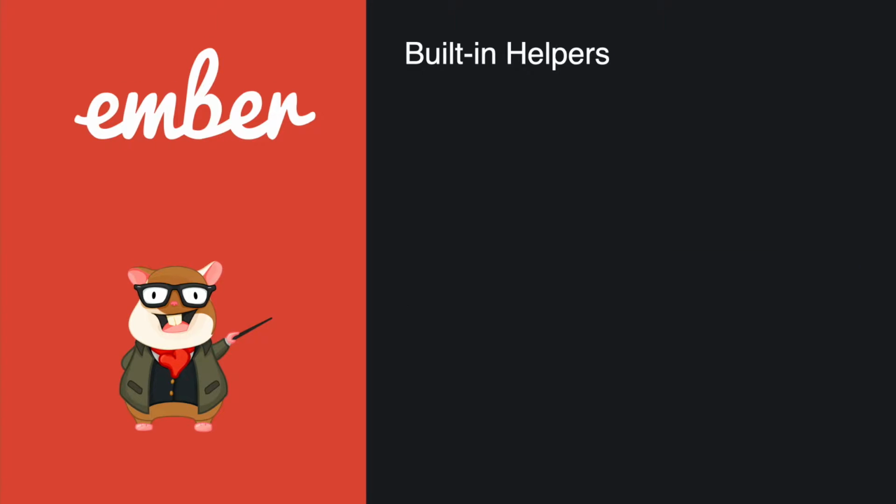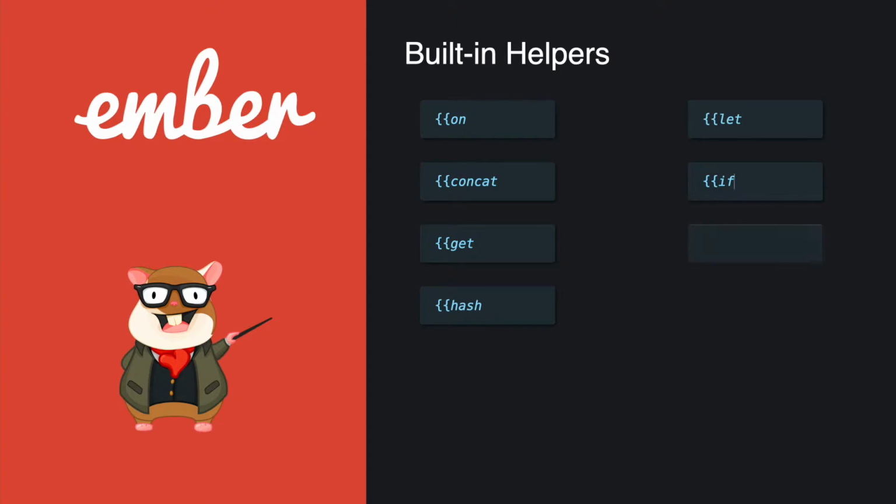So let's talk about some built-in helpers that Ember provides. For example, the on helper, and then there are concat, get, hash, let, if, unless, and each. We're going to talk about these one by one. Let's skip the on helper and start with concat.